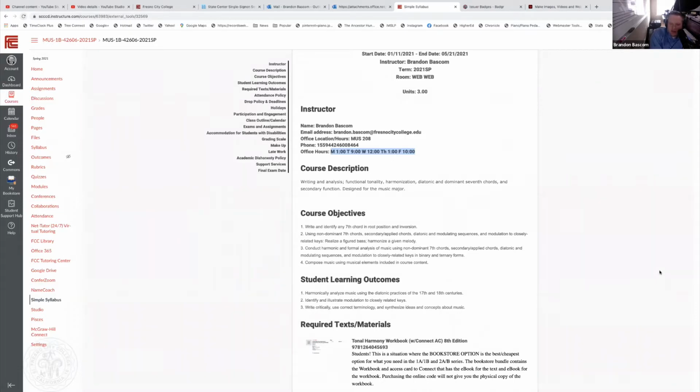Student learning outcomes: harmonically analyze music using the diatonic practices of the 17th and 18th centuries, identify and illustrate modulation to closely related keys, write critically, use correct terminology, and synthesize ideas and concepts about music. And that all comes from Curricunet and your course catalog.